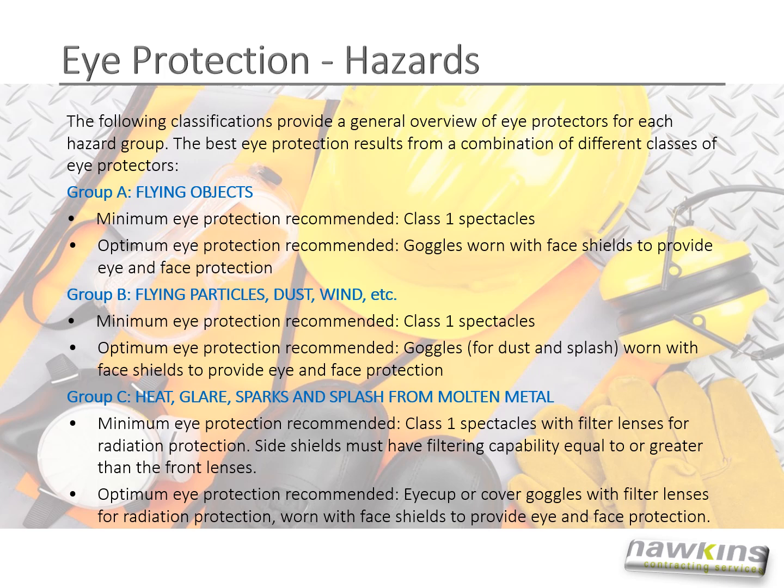3. Group C is heat, glare, sparks, and splash from molten metal. Minimum eye protection recommended is Class 1 spectacles with filter lenses for radiation protection. Side shields must have filtering capability equal to or greater than the front lenses. Optimum eye protection recommended are eye cup or cover goggles with filter lenses for radiation protection, worn with face shields to provide eye and face protection.